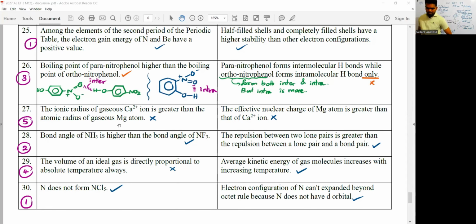Now check your second statement. Nitrogen can't expand beyond the octet because it doesn't have d orbitals. That's a correct statement and it explains the first statement. That's the proper explanation. Study these points. All these questions are really good.